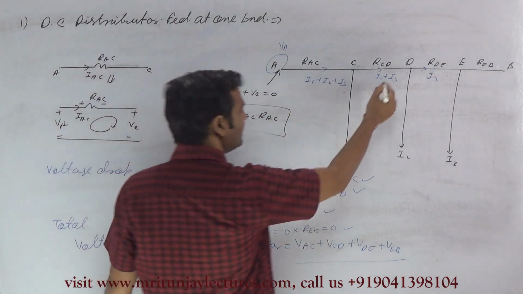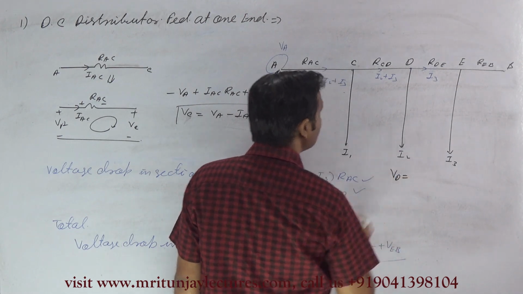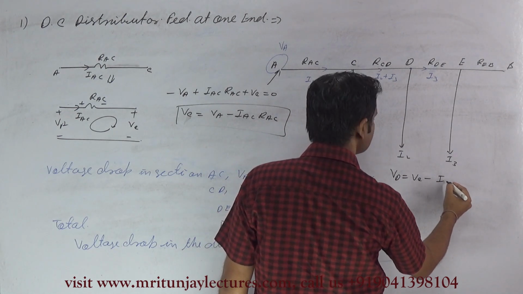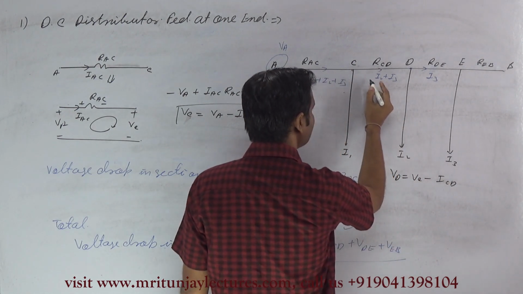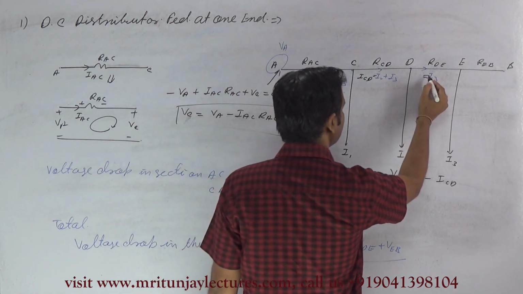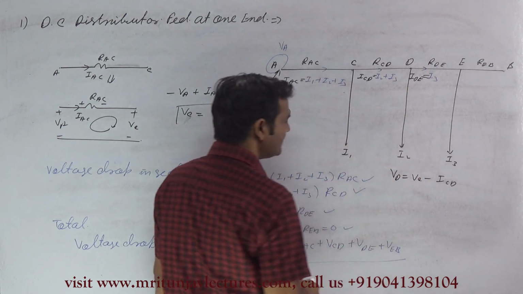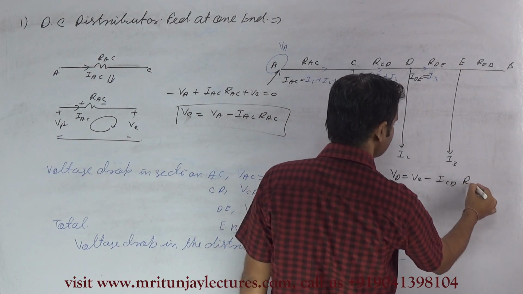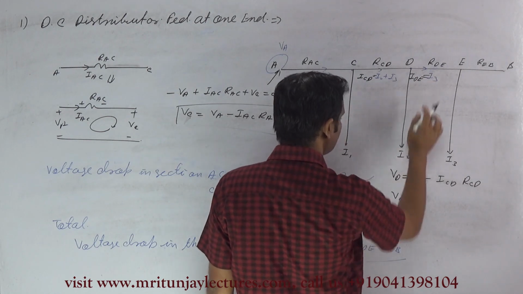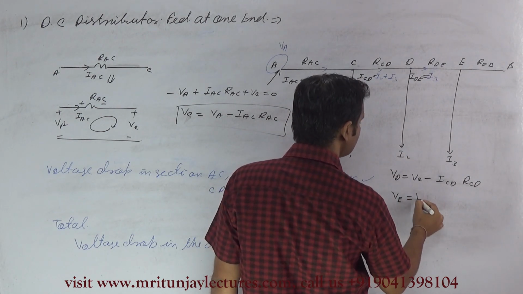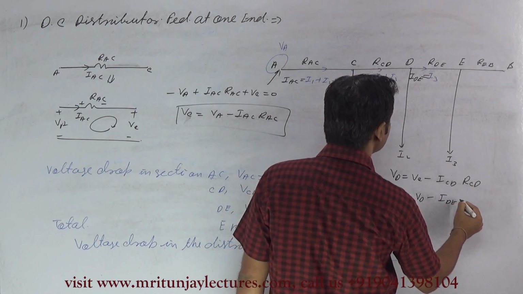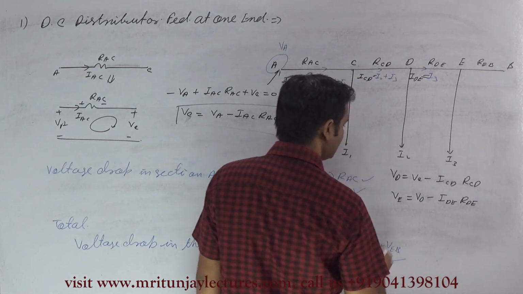If you determine VD, it means VC minus I of CD into R of CD. This current is I of CD, this current is I of AC, and this current is I of DE. Now next one, VE. What about VE? VE is VD minus I of DE into R of DE.